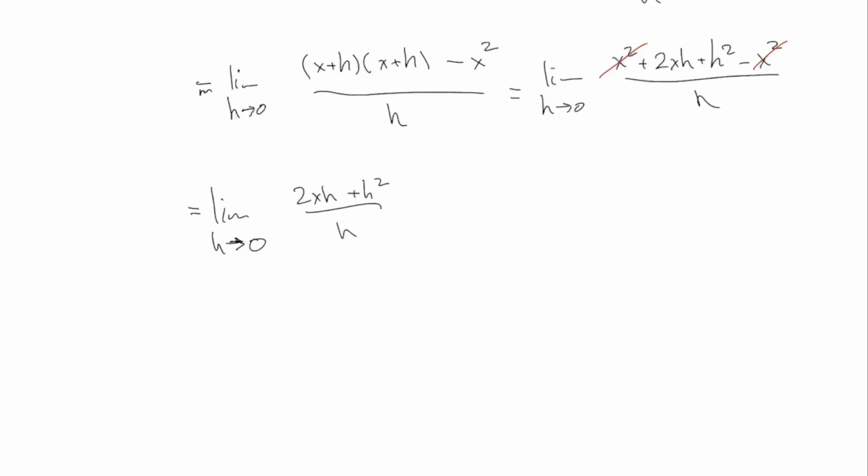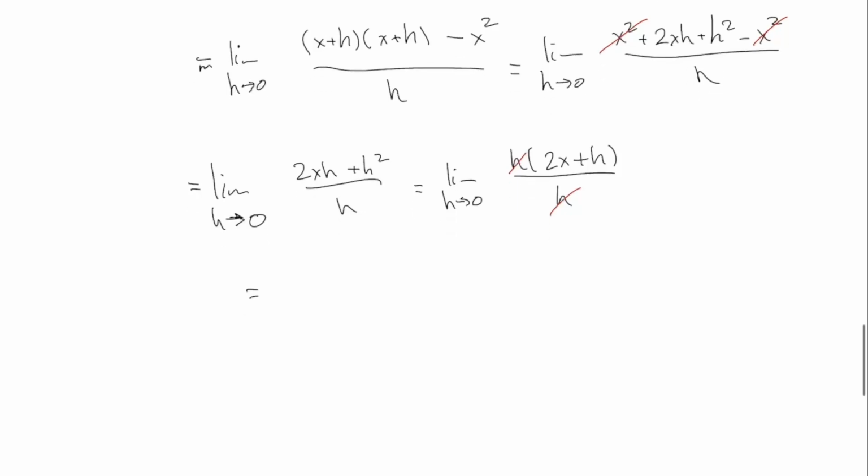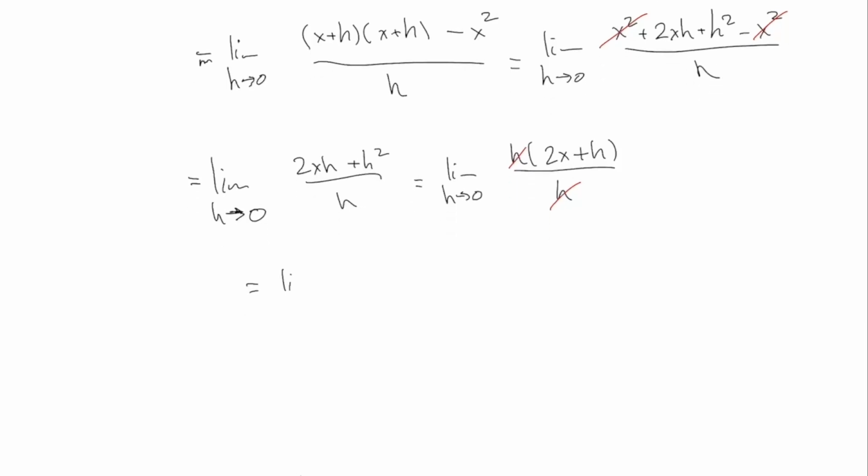And we finish, as usual, by factoring the h on the top and then canceling. So I factor out h on the top. What remains is 2x plus h. Cancel the h's. And then finally, we finish by actually doing the limit, which means I plug in h equals 0.